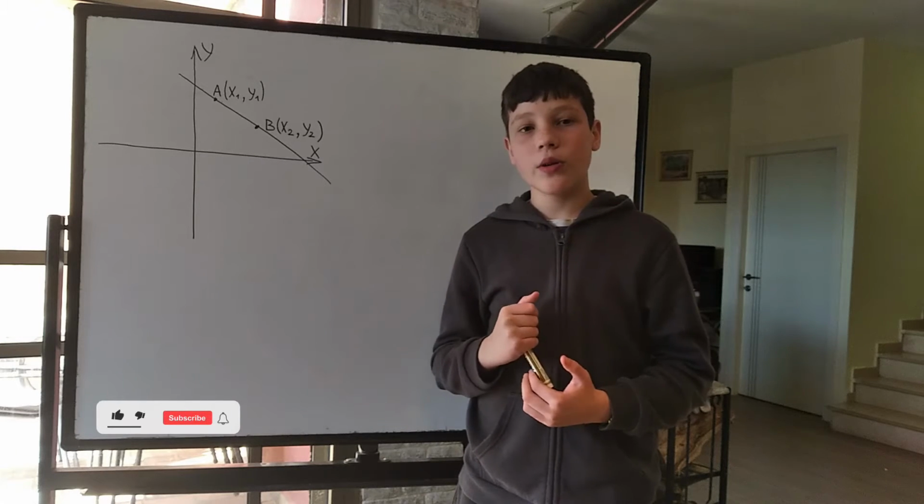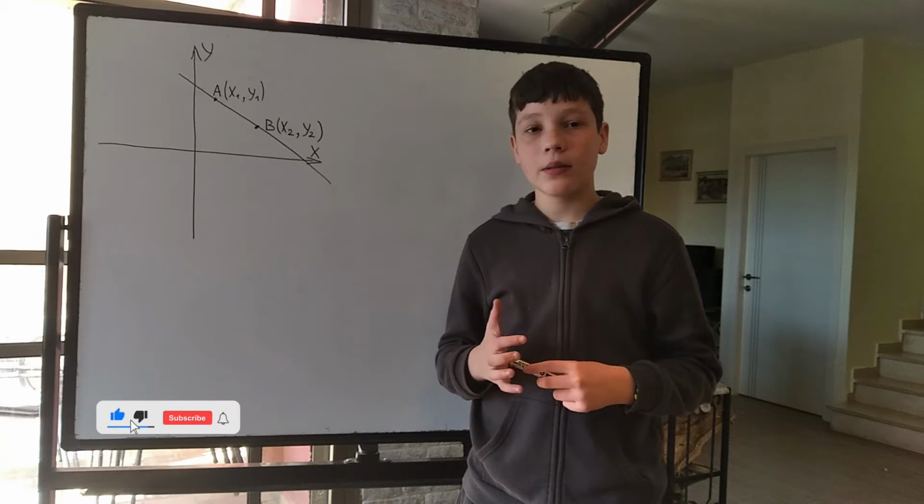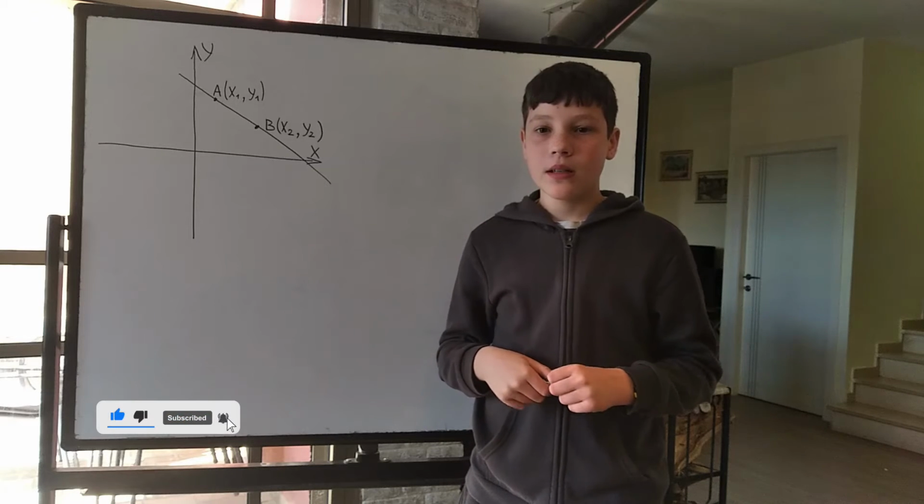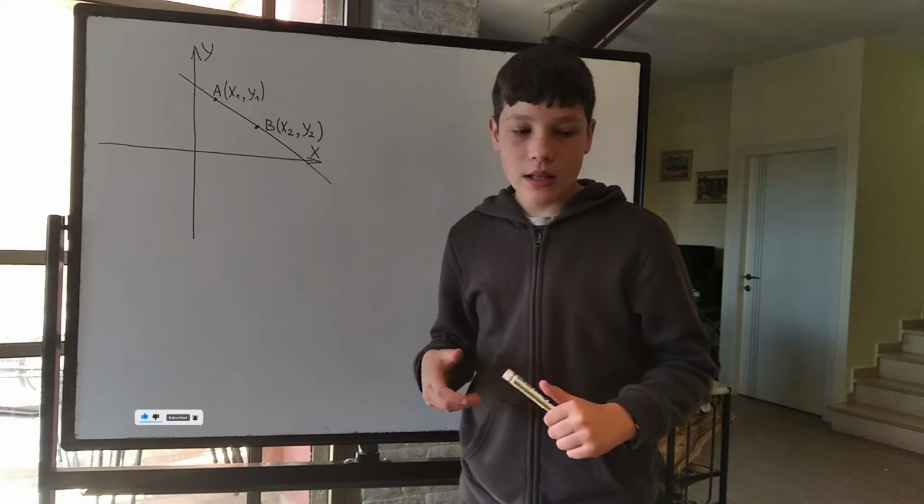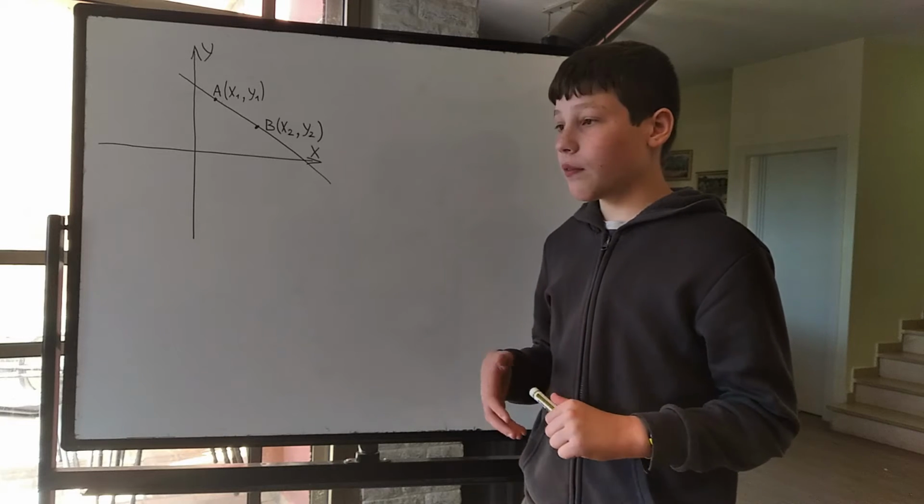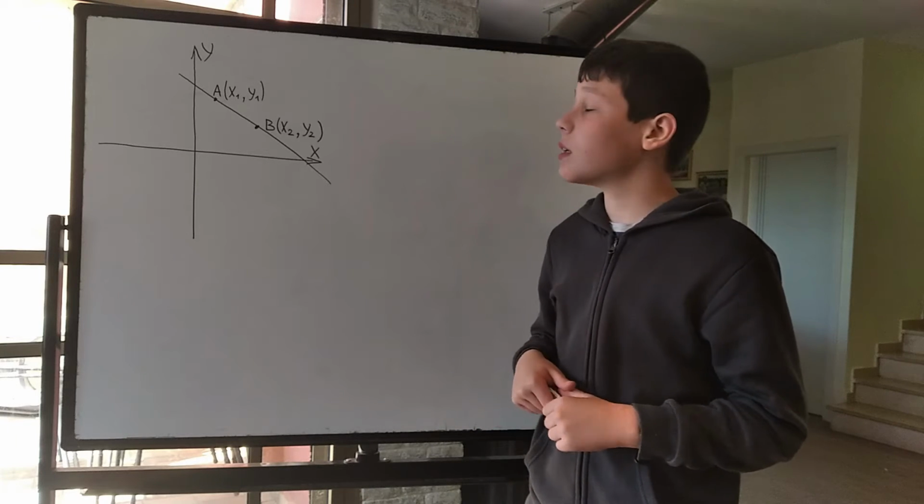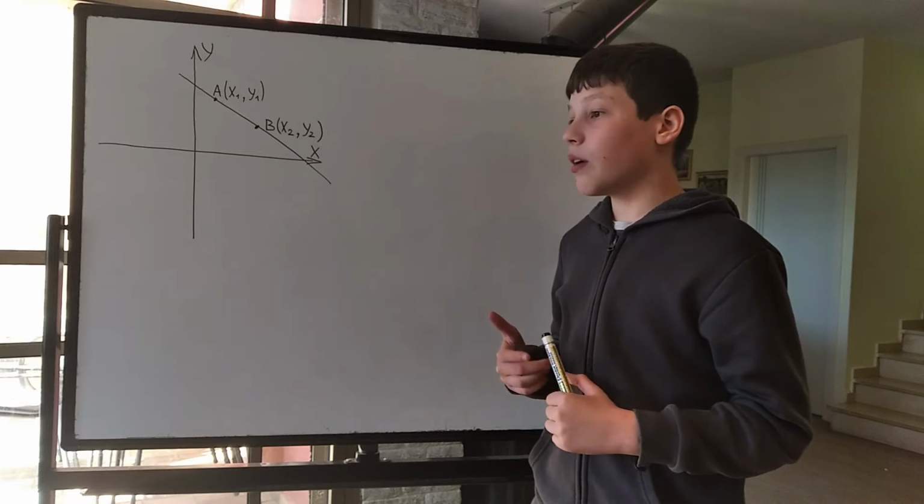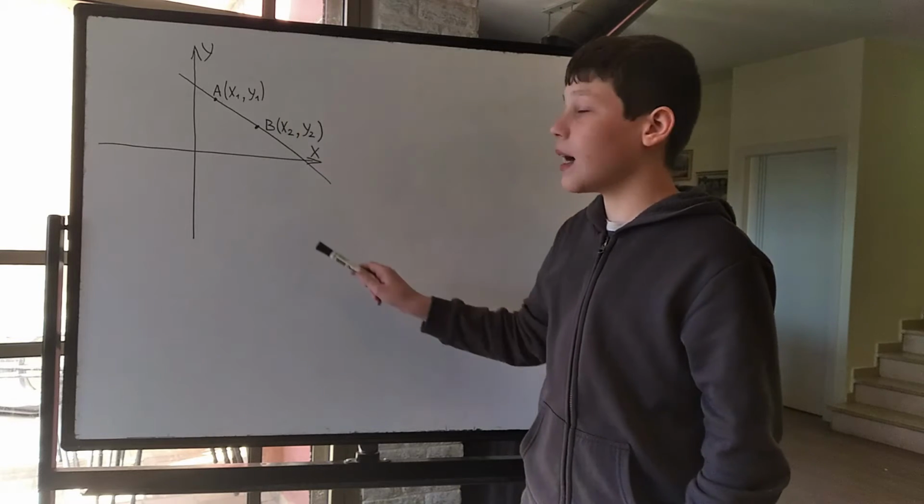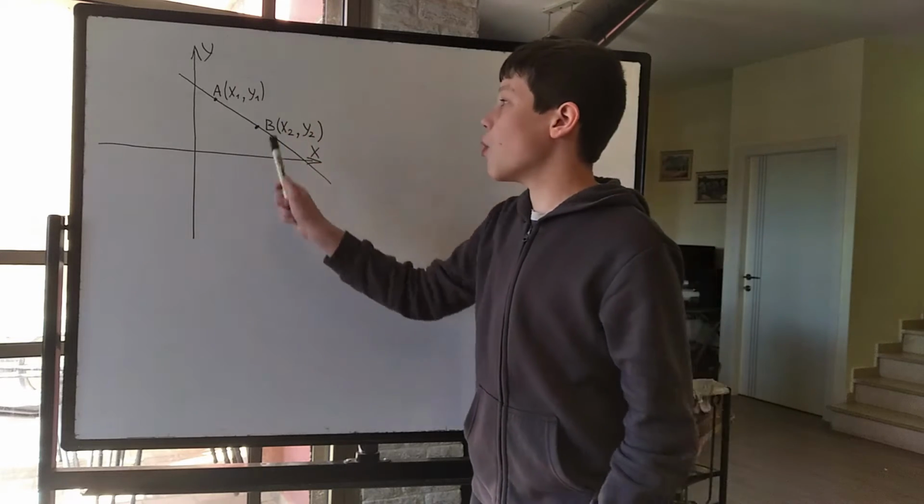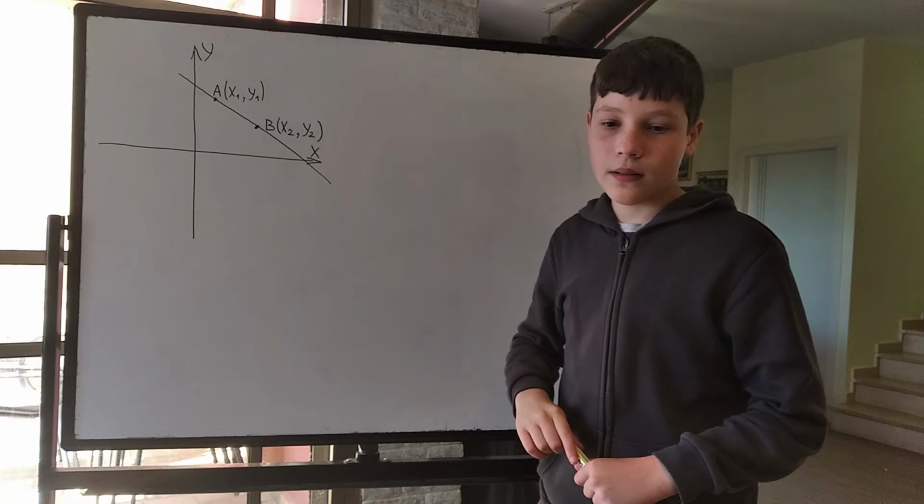Today we're doing something that was suggested to me. So this is going to be a short video with a short explanation of the formula for the slope of a line using 2 points on that line.